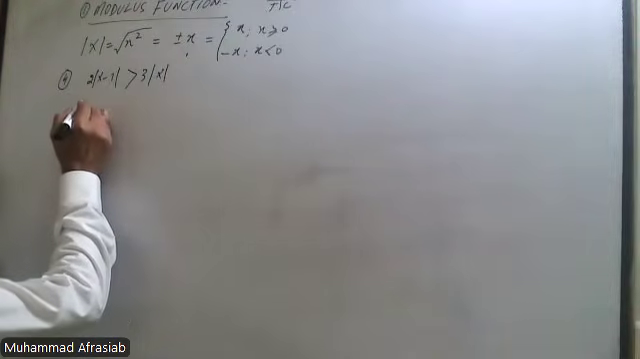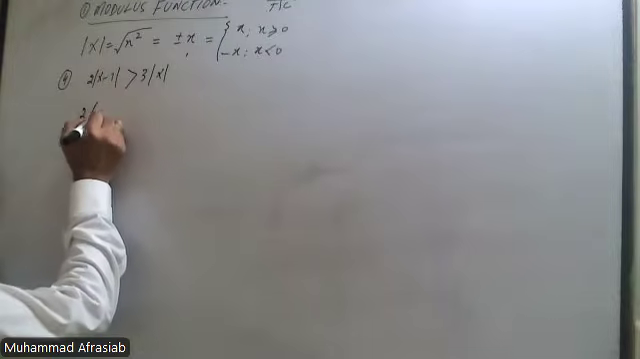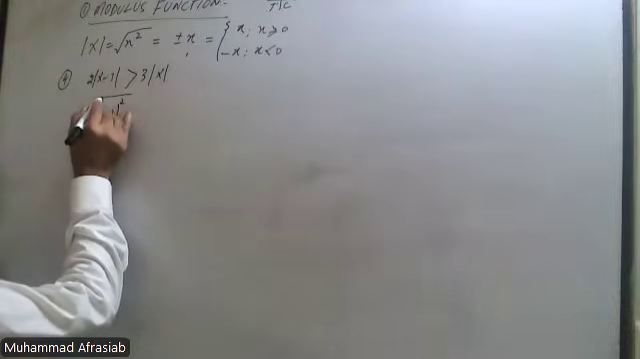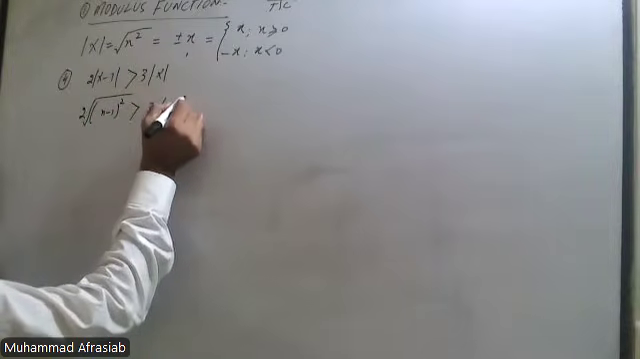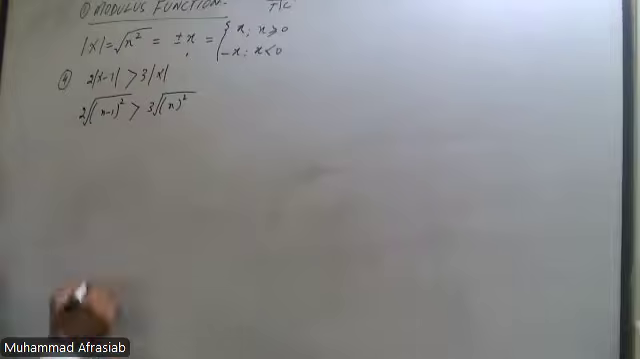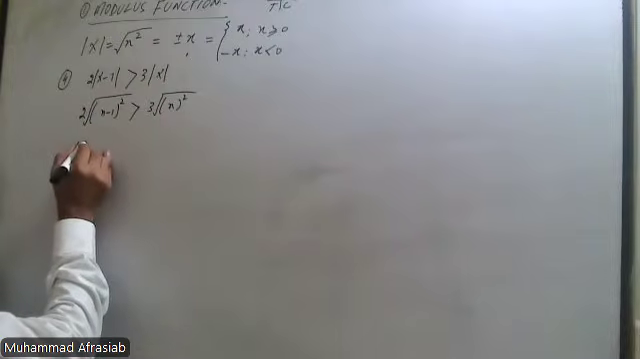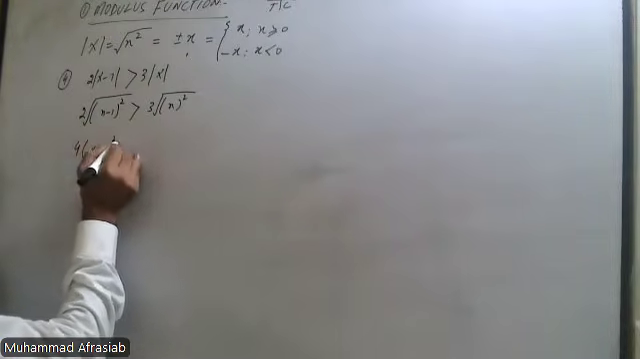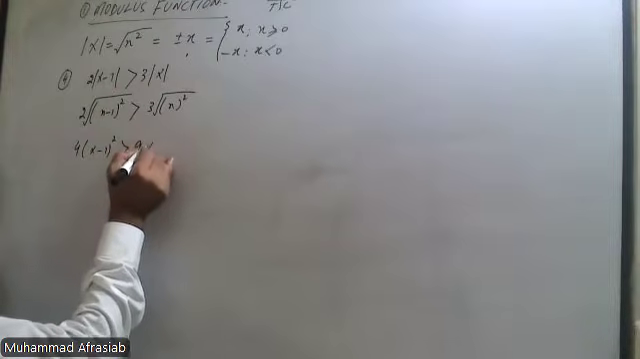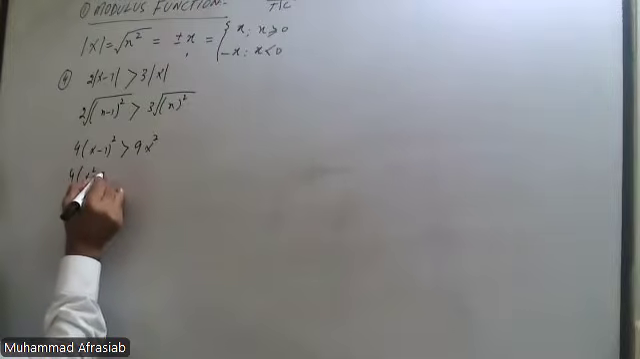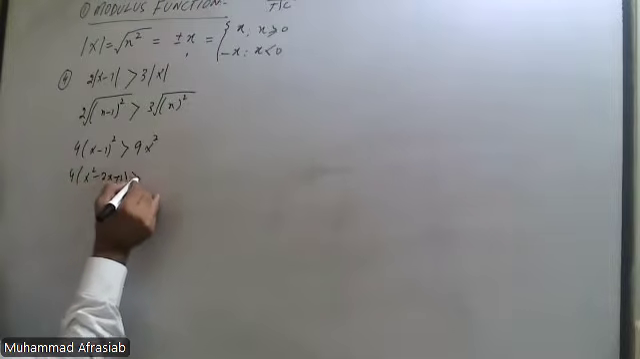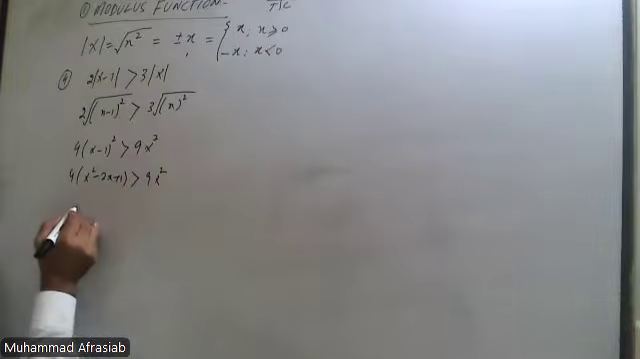Again, there is modulus on both sides with a constant number. So we have to solve it. So the square root of 2 into (x minus 1) square is greater than the square root of 3 into x square. Taking square on both sides, this will become 4 (x minus 1) square is greater than 9x square. So it should be 4x square minus 8x plus 4 is greater than 9x square.